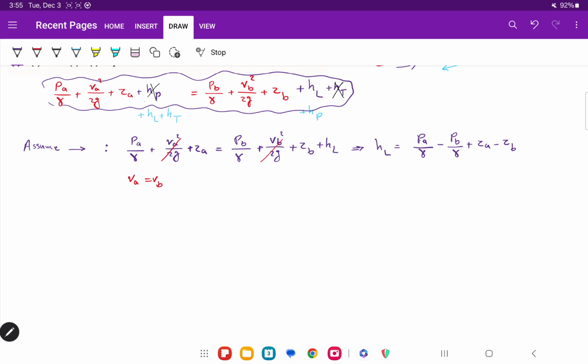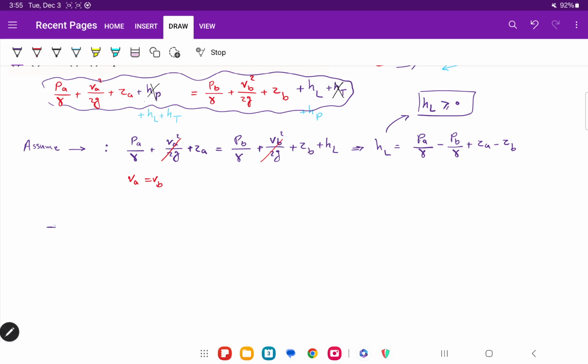And as you know, HL is always a positive value. It can be zero if we neglect the major losses. Remember, HL is a major loss, not a minor loss. So HL should be equal to or greater than 0. So you should calculate HL and check whether HL is greater than 0 or is a negative value. If it was a negative value, that means the assumption would be wrong.